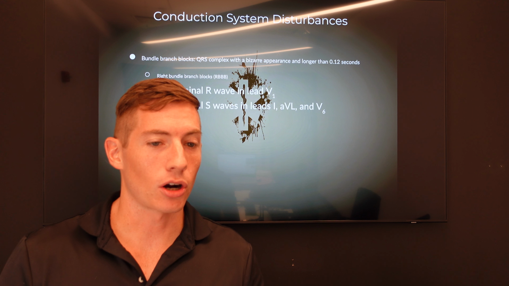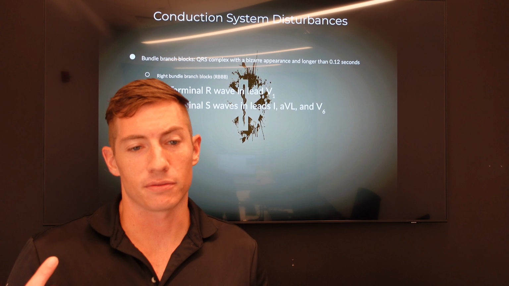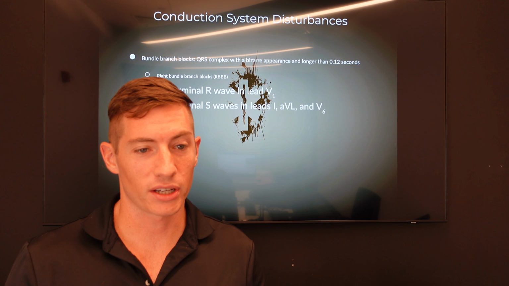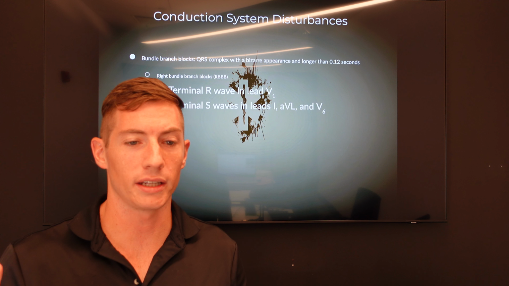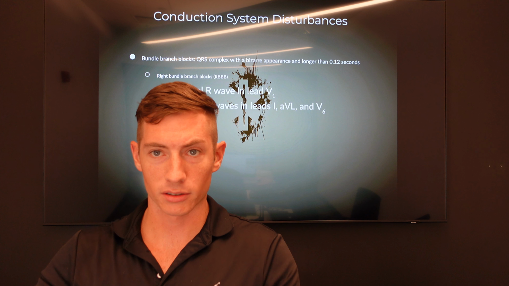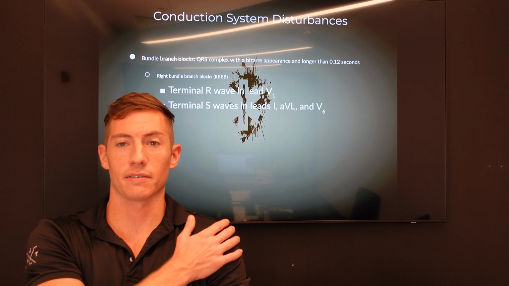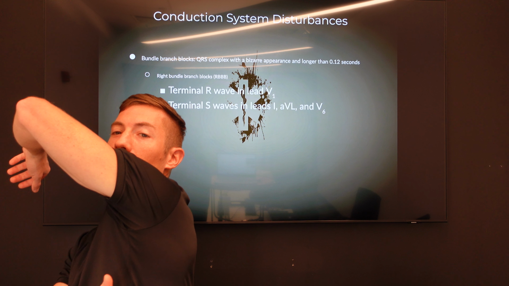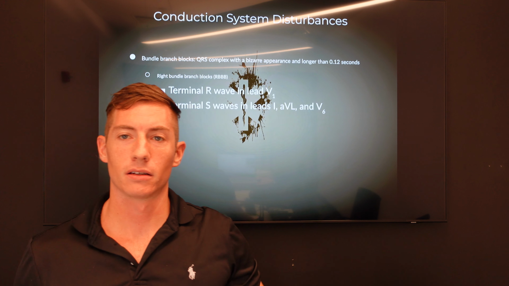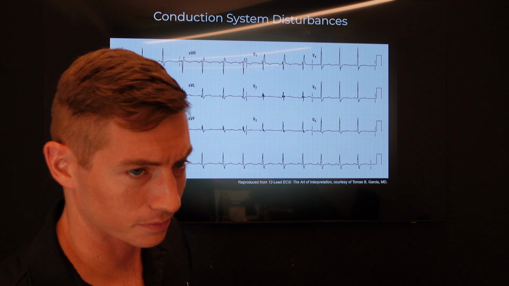Terminal S waves are also seen in leads 1, AVL, and V6. So lead 1 is horizontal, AVF is not that. AVL is the left side, and V6 is all the way mid-axillary down here. I already know I'm going to struggle with this portion. That's why I'm doing this.